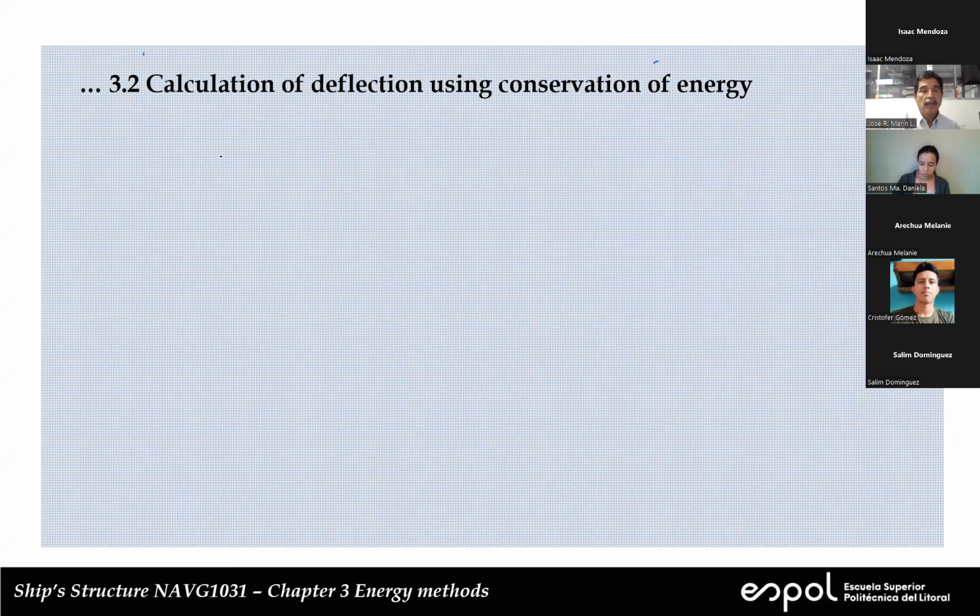Okay, so basically this is conservation of energy. Now, the method in the way we have presented can be applied only in cases where we can deduce expressions for the shear force and bending moment. And those are statically determinate cases, okay?